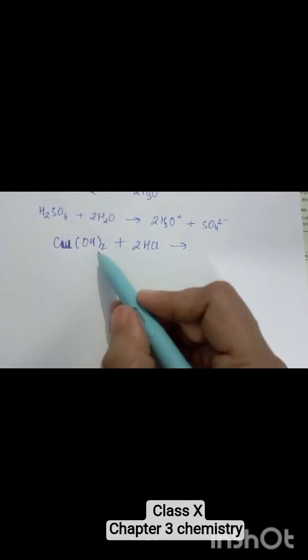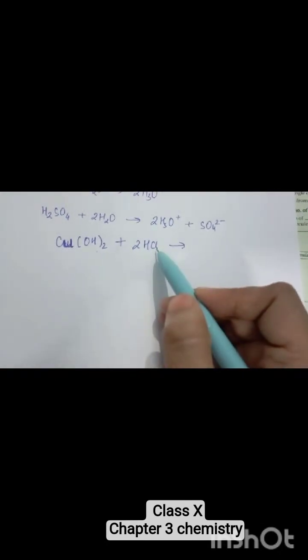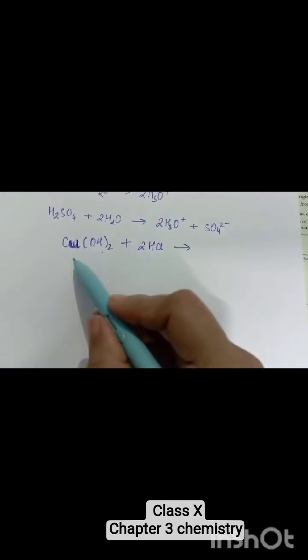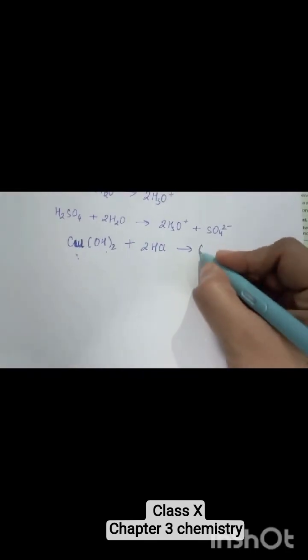Radical exchange is taking place, hai na? Here the positive radical is H plus, negative radical is OH minus, okay. Now the acid has negative radical as chloride ion and the base has positive radical as copper, okay, copper ion. So here copper will react with chlorine and form CuCl2, and H plus will react with hydroxide and form water, okay. So the products will be CuCl2 plus 2 water molecules, okay.